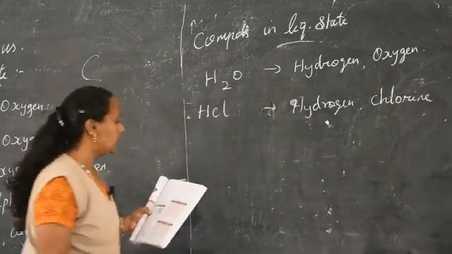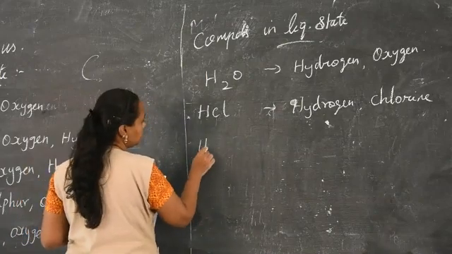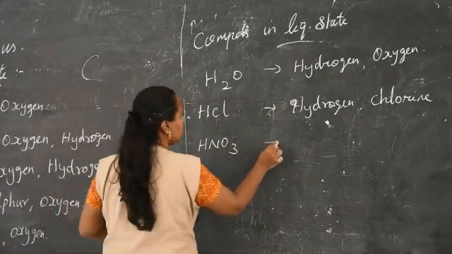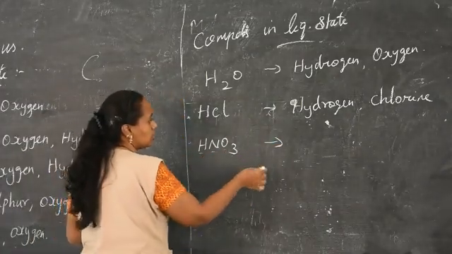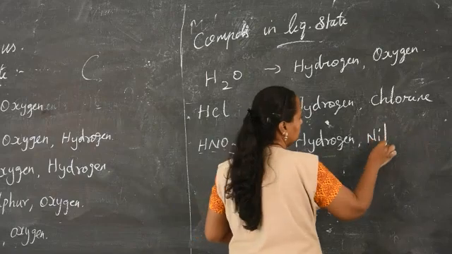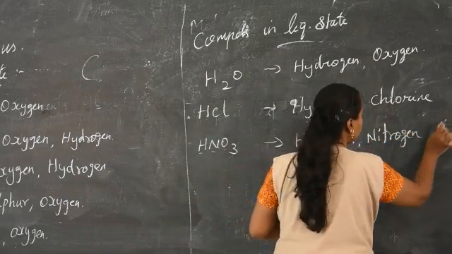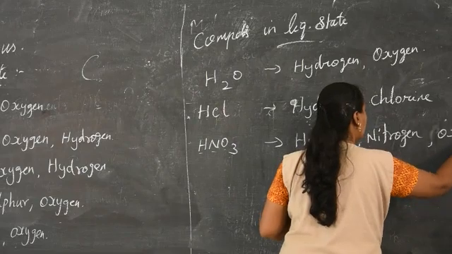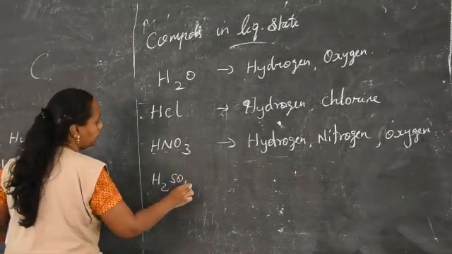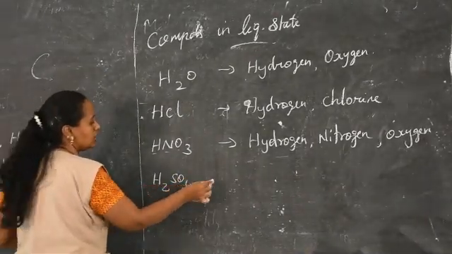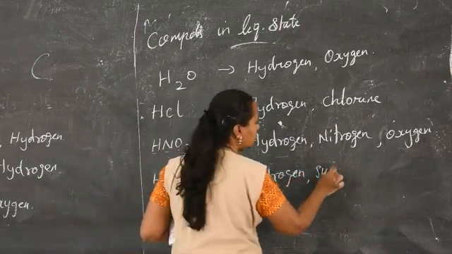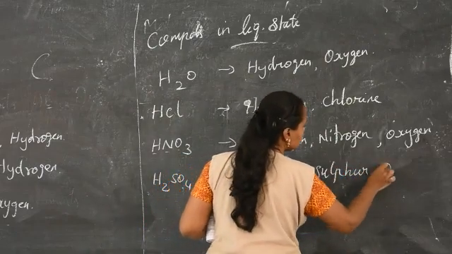Next we have nitric acid, HNO3. All these formulas are not in your book, so I am writing them here. HNO3: hydrogen, nitrogen and oxygen are present. The next is sulfuric acid, H2SO4. So hydrogen, sulfur and oxygen are present.